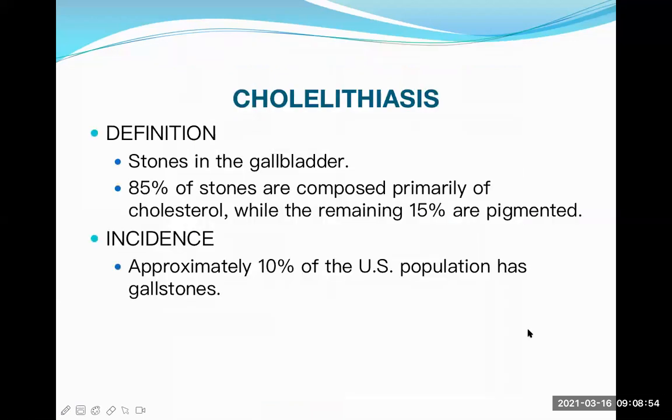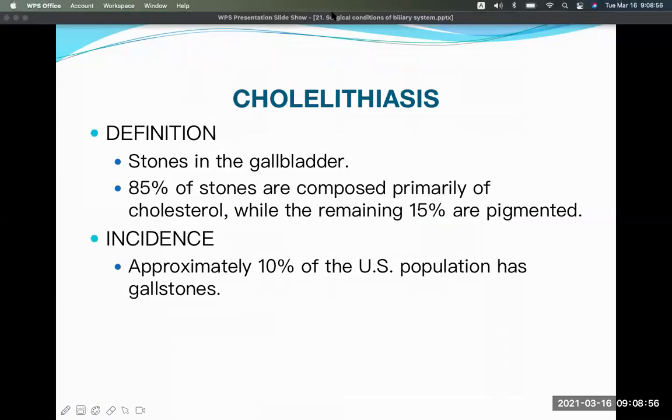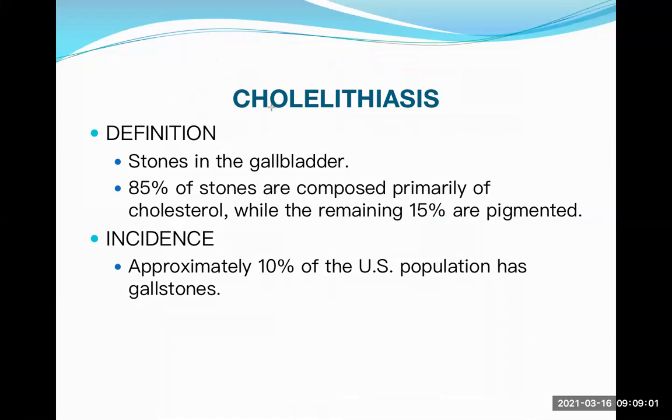Now let's move on. The first surgical condition I am going to highlight in today's class is cholelithiasis. Cholelithiasis means stone formation in the gallbladder. Lithiasis is stone formation, and chole is the term we use for the gallbladder. 85% of the stones are composed primarily of cholesterol, while the remaining 15% are pigmented stones.